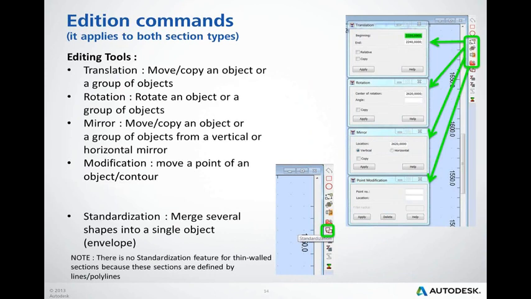Modification option allows to modify position by moving of section's characteristic points. Standardization merges several shapes, including opening and cutout shapes, into one single object. Note, there is no standardization feature for thin-walled sections.